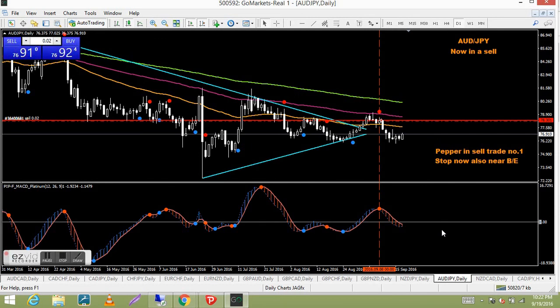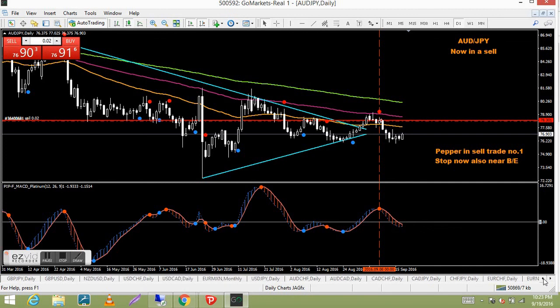Aussie yen, it's in a sell, both accounts, both stops are just inside break even, just inside the point of entry. It looks like it's going to turn up here, so I might get more aggressive or just close this sell. And I think that's about it. So that's my trades. Nothing too exciting.